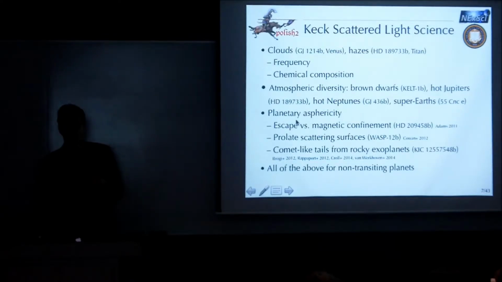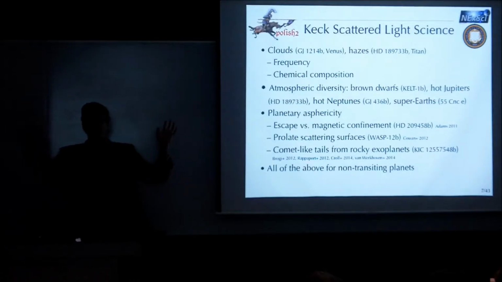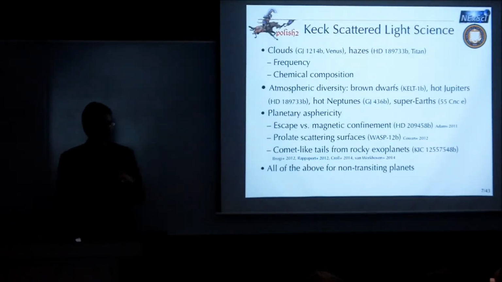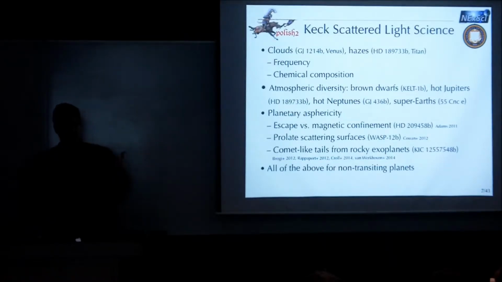Another thing you can do is start to probe the fact that some planets cannot be spherical, or at least the scattering surfaces cannot be spherical. There's at least one planet that seems to have hydrogen escaping from the atmosphere, and it's not completely clear whether that's escape off to orbit the star or that the gas is confined by the planetary magnetic field. So by looking in scattered, reflected light, you can start to understand these processes. There are planets that are tidally prolate because they're so close to their host stars that the star's gravity is causing them to be triaxial ellipsoidal in nature.